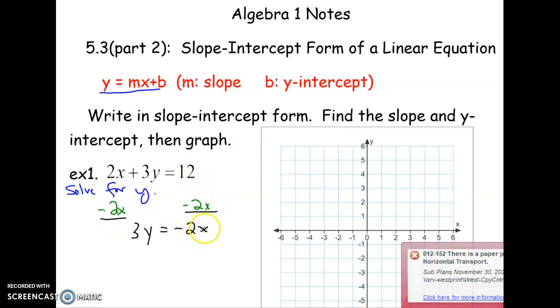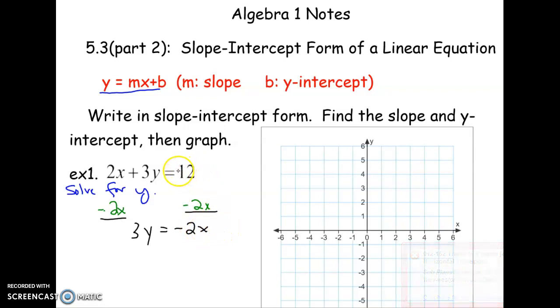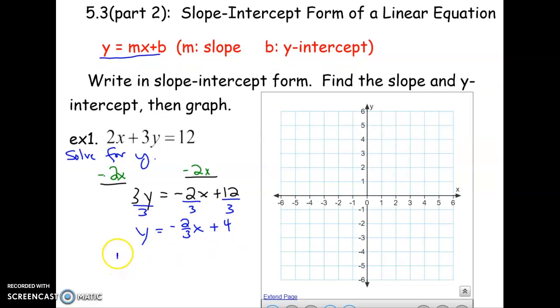So negative 2x. And then is 12 positive or negative? So look at the sign in front of the 12, whether I should put a plus 12 or a minus 12. 12 is positive. There is no sign, it's just a positive. All right, finally, we can divide by 3. So we get y equals, this we can just write as a fraction, negative 2/3 x plus 4. All right, so now we can see that your slope is negative 2/3 and your y-intercept is 4.